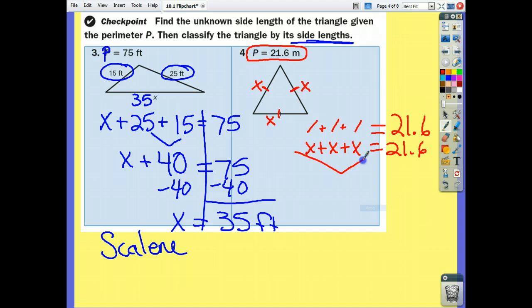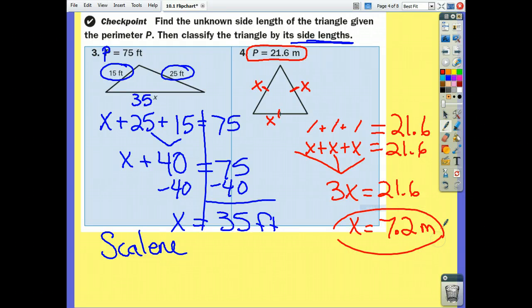How many x's do I have? I have 3 x's equals 21.6. So what does x equal when you divide? 7.2, and it's what? Meters. It's meters in this problem. So each side is 7.2 meters. What kind of a triangle is that? An equilateral. Excellent.